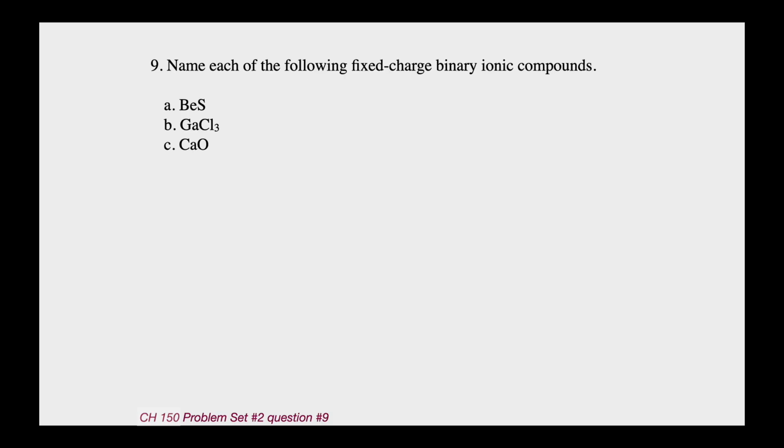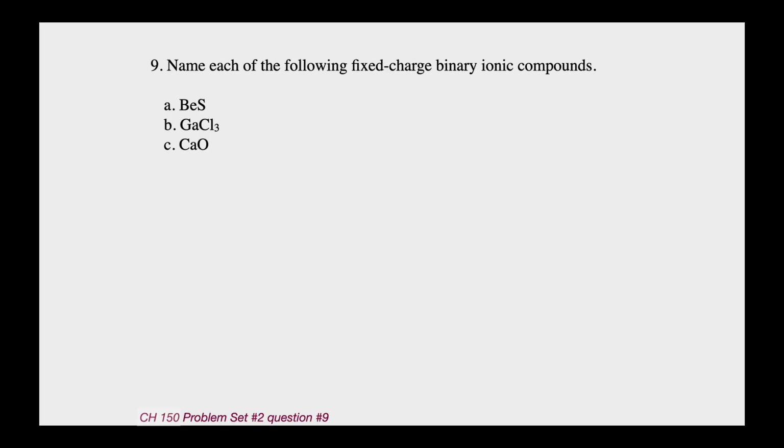Now we're going to start getting into a little bit of naming. So let's name these compounds. These are fixed charge binary ionic compounds. So fixed charge means that we know the metals, and they're metals because ionic compounds always have positives and negatives. And we can do this without the variable transition metal Roman numerals, so we won't need any of those here. Also, because they're ionic, we won't use Greek prefixes. Greek prefixes are for nonmetals.